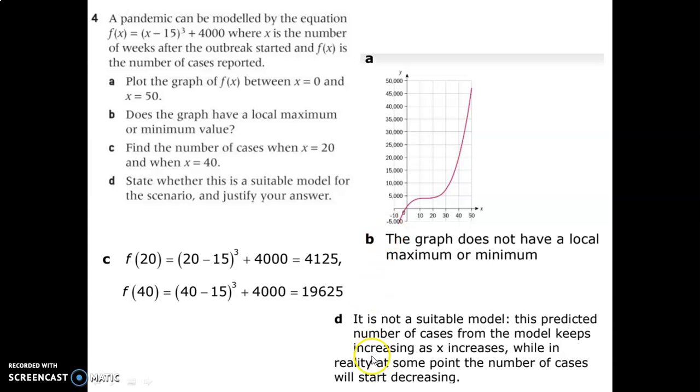Well, maybe you answered something like this. No, it's not a good model, not suitable, because the predicted number of cases will keep increasing forever and actually increases very quickly as the weeks go by. And in a true pandemic situation, this won't happen. Eventually it'll plateau. Maybe there'll be a decrease in cases and so on, but it shouldn't keep rising like that forever. At least that's our hope, right?